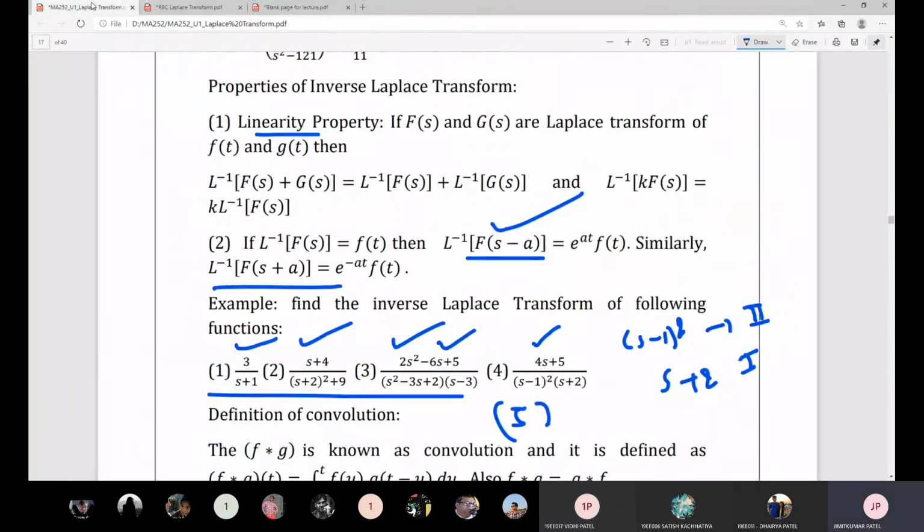Okay, so these are the examples of inverse Laplace transform. Now we go for the most important concept of Laplace transform: convolution. Here we cannot find the Laplace inverse of f into g directly. Means when a product of two functions is given, we do not get its Laplace or inverse Laplace directly. So you have to use convolution here.